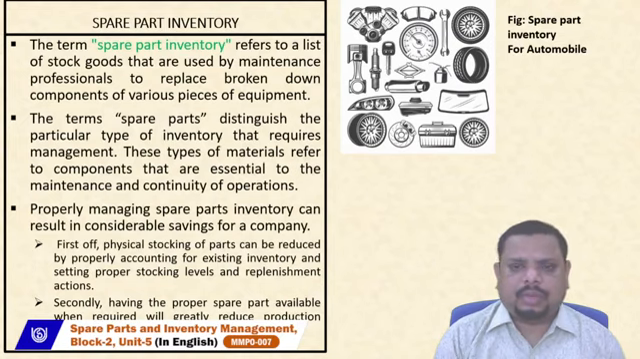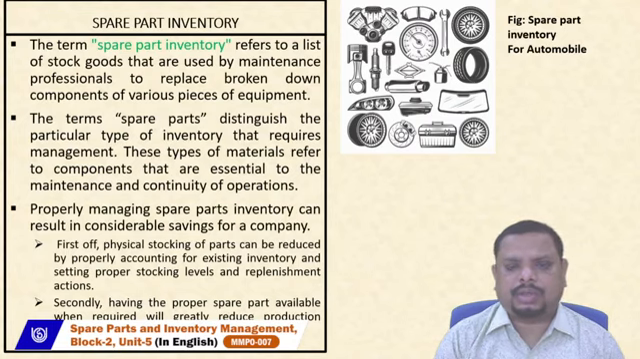Point number two, the term spare parts distinguishes a particular type of inventory that requires management, and this type of material refers to the components that are essential to the maintenance and continuity of operations. So, for example, in the case of an engine, a spark plug is an essential component.